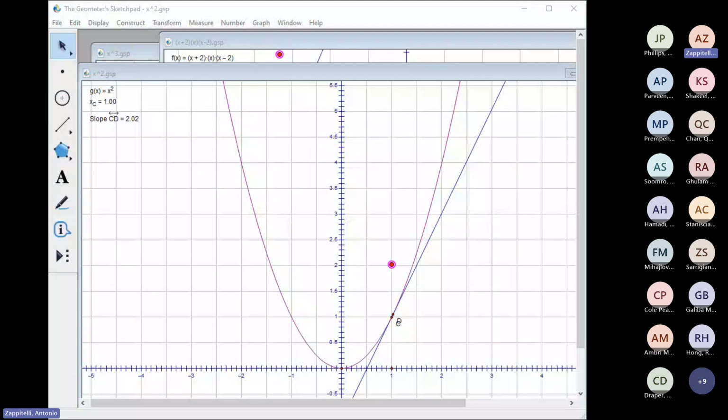So we've got a graph here. We notice we have the function x squared. Okay, and you notice here that I've drawn a tangent line. And what I've plotted here, this point that you see here, is the value of the derivative at that point.